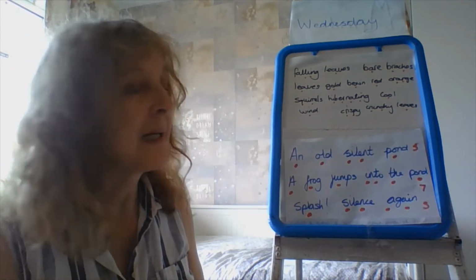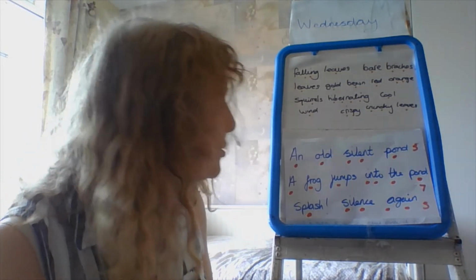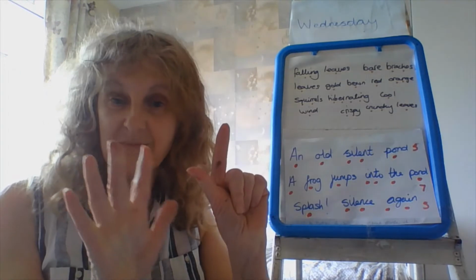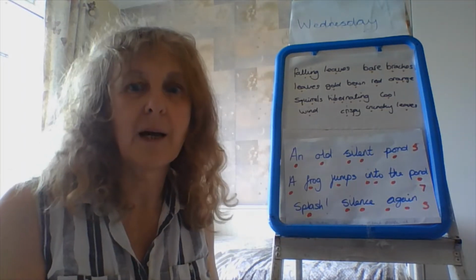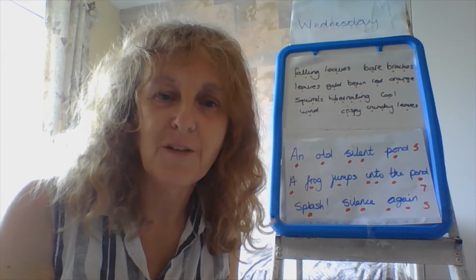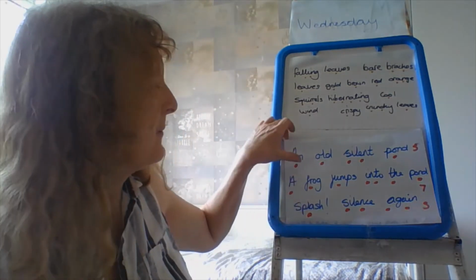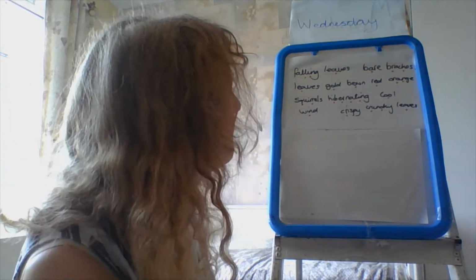An old silent pond, given my 5 syllables. A frog jumps into the pond. Remember? Second line, 7 syllables. Splash, silence again. My last 5 syllables for the third line. So I'm going to be thinking of that while I write my own.